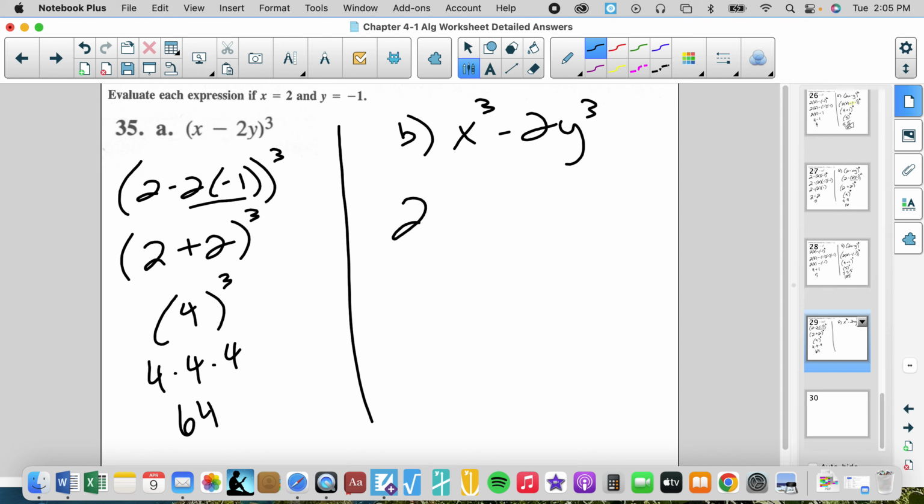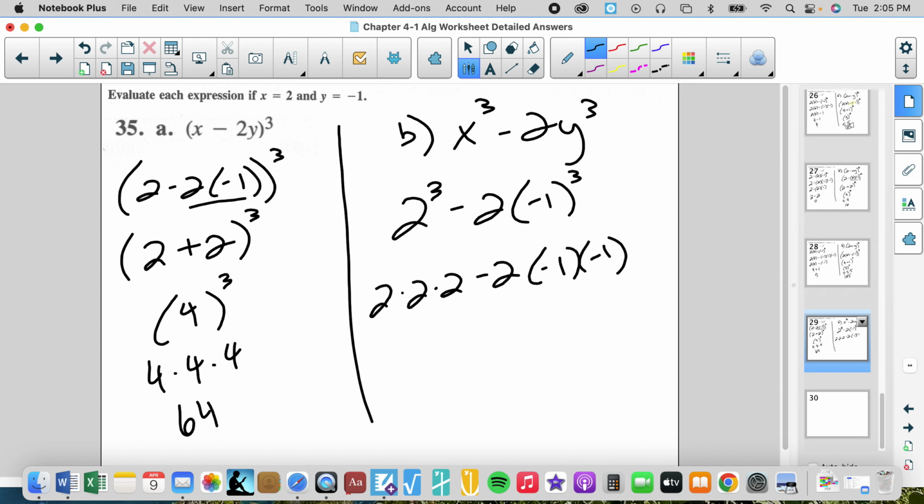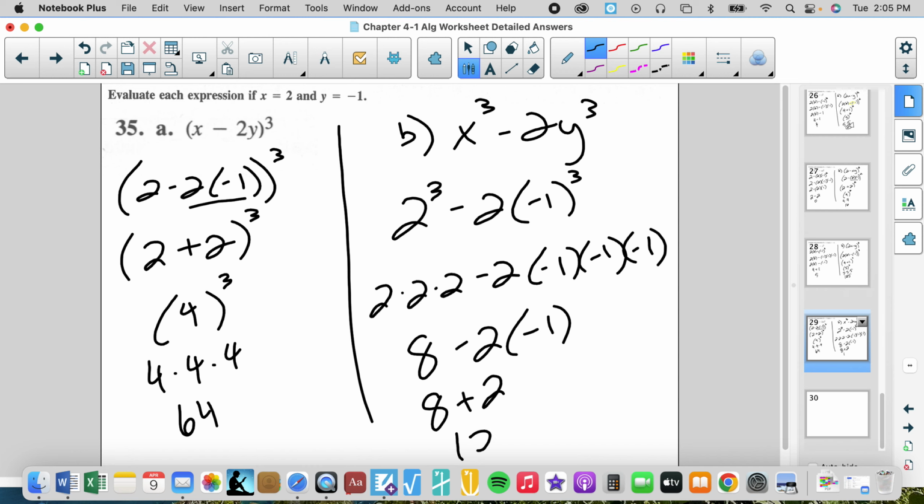Here we have 2 cubed minus 2 times -1 cubed. That's going to be 2 times 2 times 2 minus 2 times -1 times -1 times -1. That's going to give me 8 minus 2 times -1. And that's 8 plus 2, which is 10.